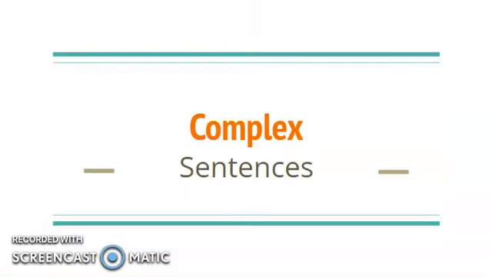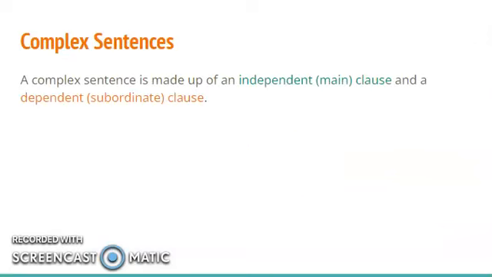Now we're going to talk about our third type of sentence, and that is the complex sentence. So a complex sentence is made up of an independent clause, which is that simple sentence that we've been talking about, or that independent thought, and a dependent or subordinate clause.